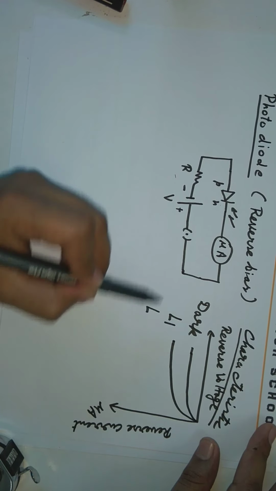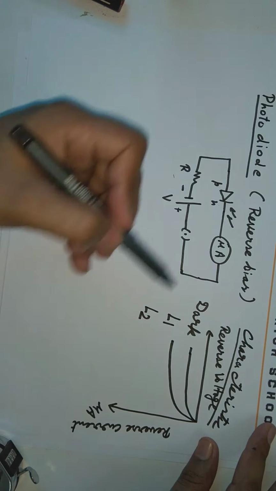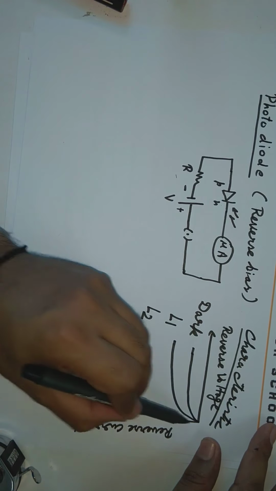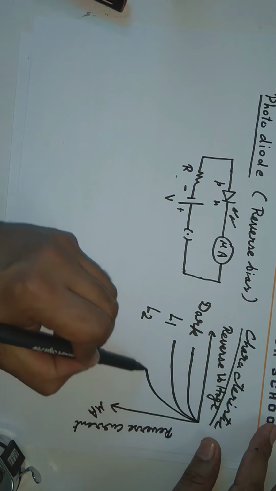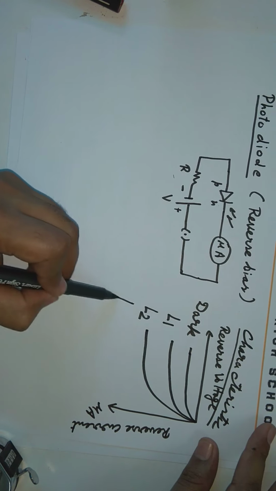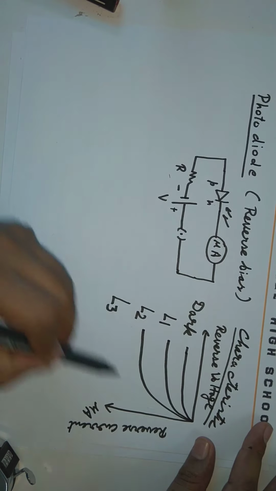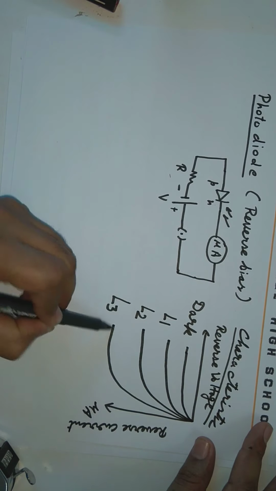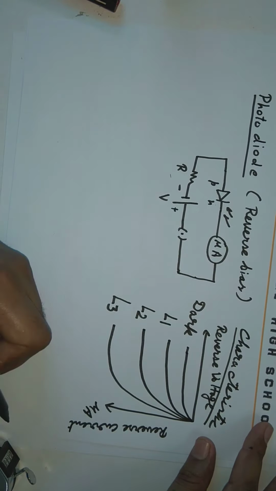Now we put this diode in a place where light is more than the earlier one. Then we see that the current has increased. If we put it in strong sunlight, then you will be surprised to see that the current has further increased.